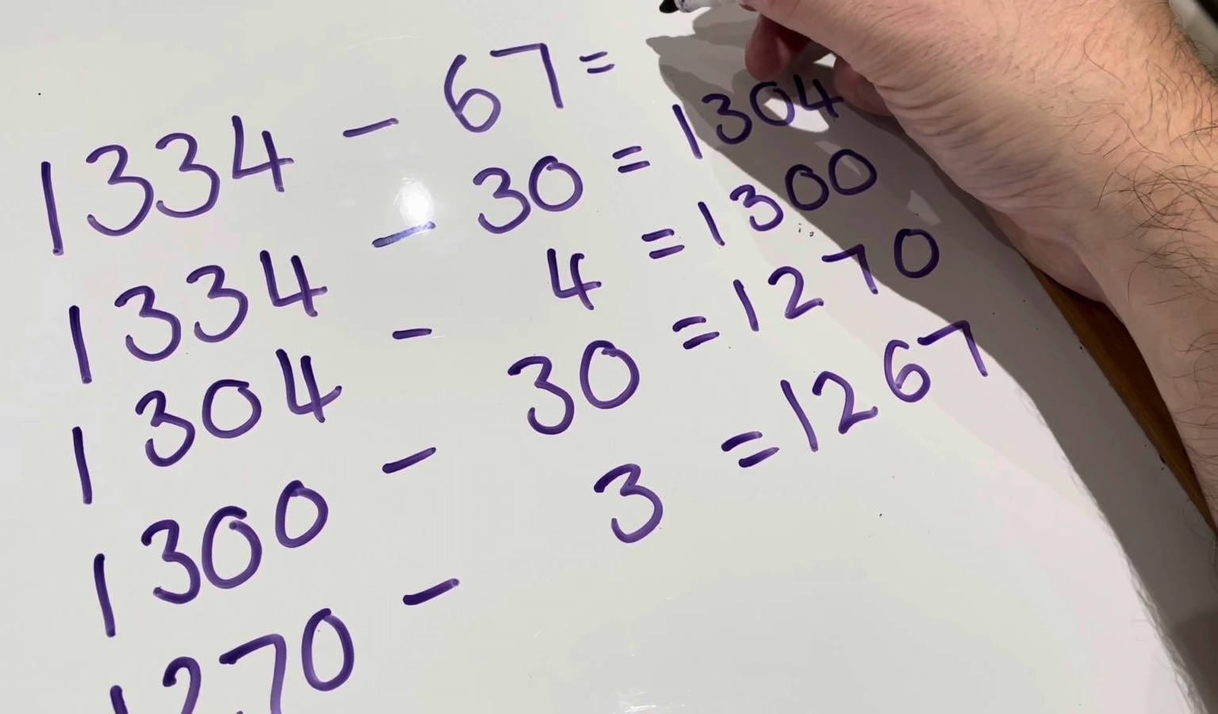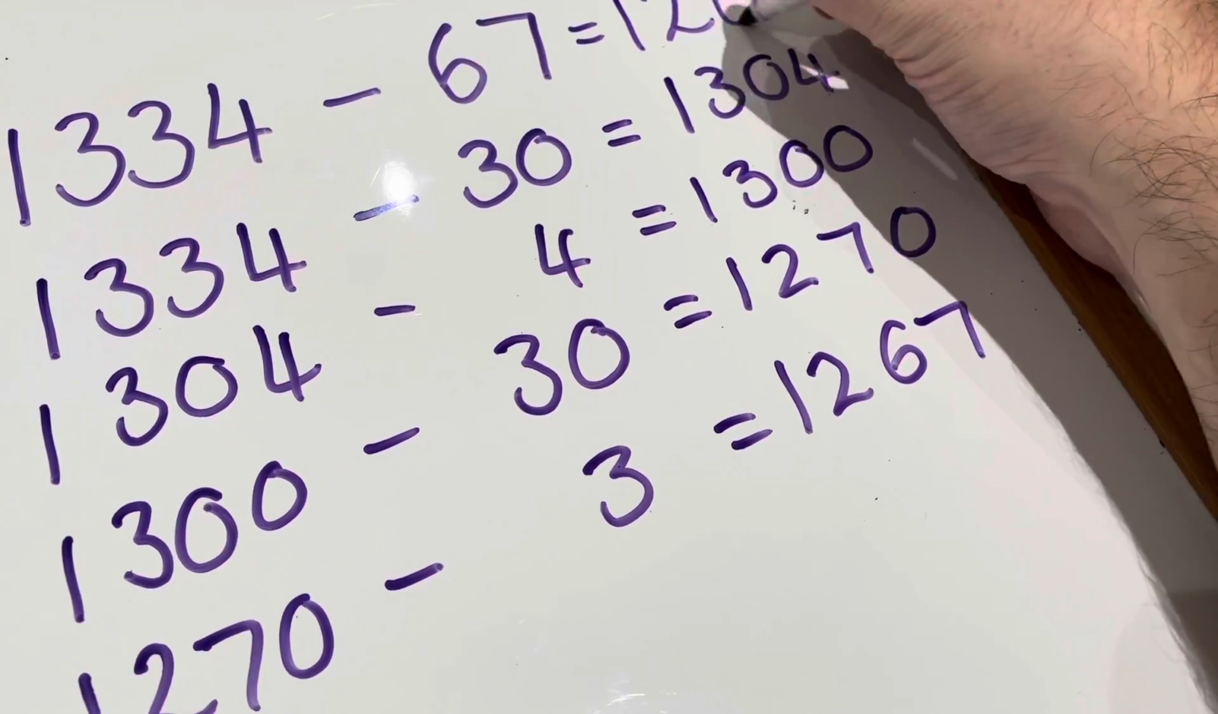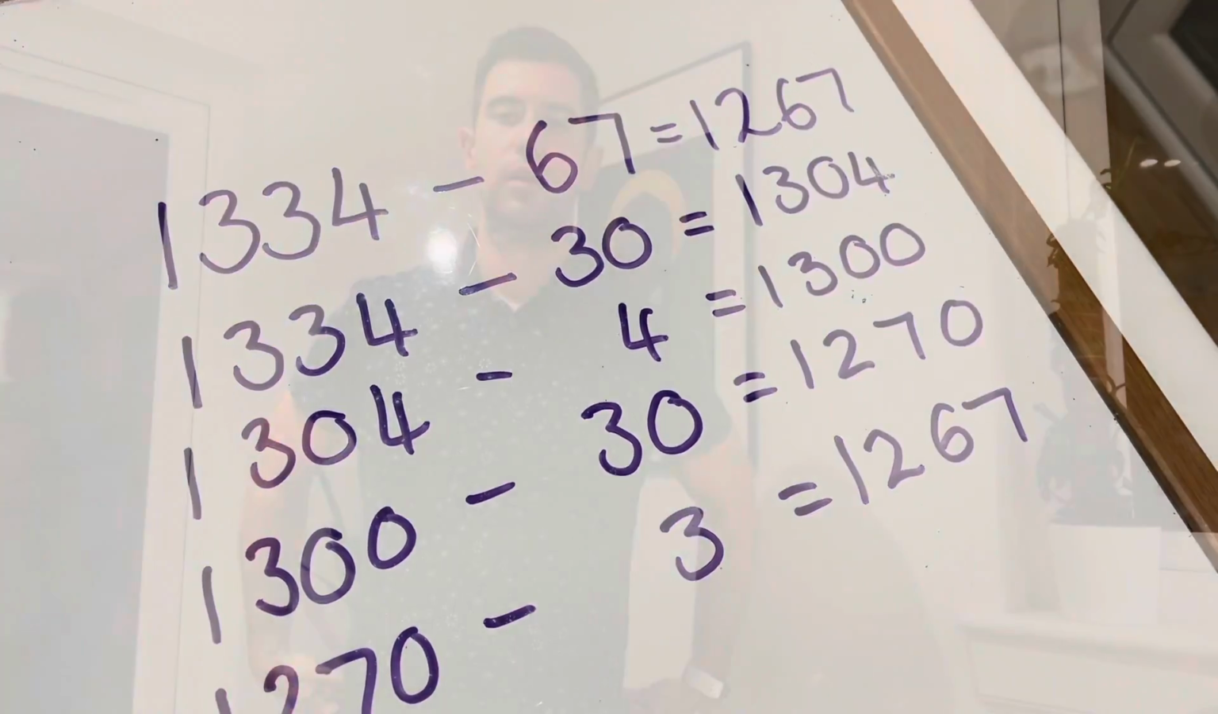So the answer is 1,267. If you got the same answer as me, well done. There we are then, that's subtraction using counting back or removal. Go through the steps. Start on the larger value. That's first step. Second step, partition the small value. Subtract it in chunks, depending on how confident you feel.